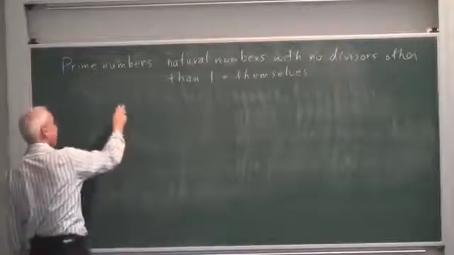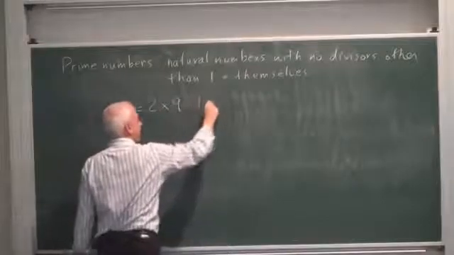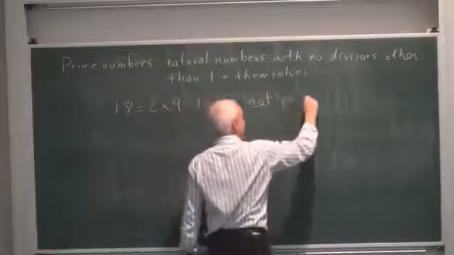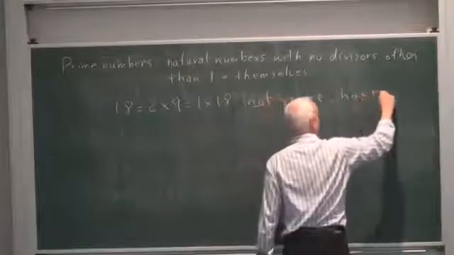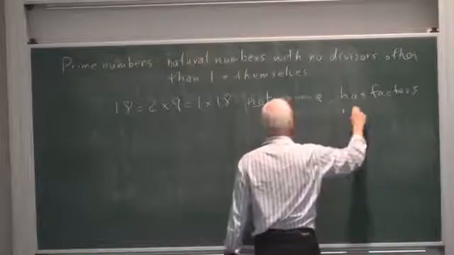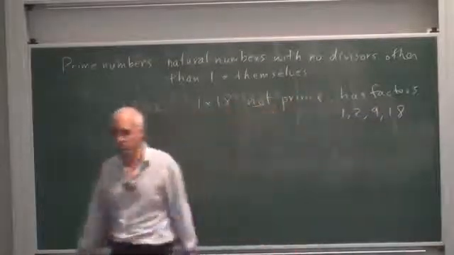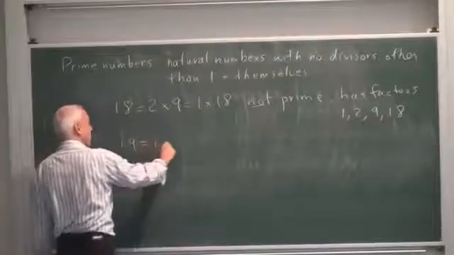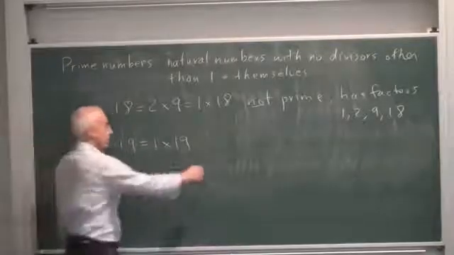So for example, a number like 18 is equal to 2 times 9 as well as 1 times 18. So this is not prime because it has factors. The factors are 1, 2, 9, and 18. However, 19 can only be written as 1 times 19. Those are the only factors. So this is prime.